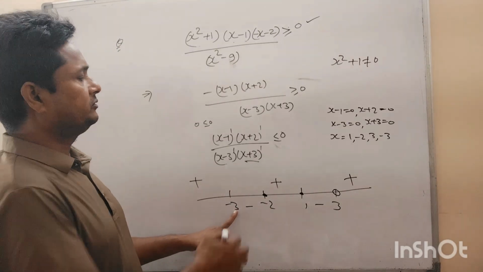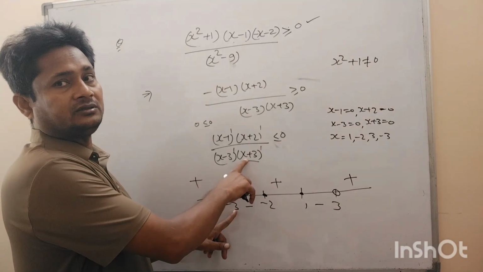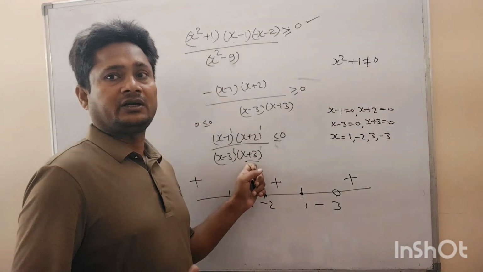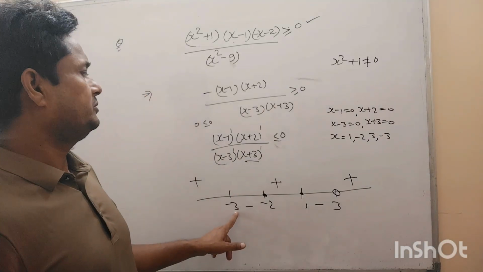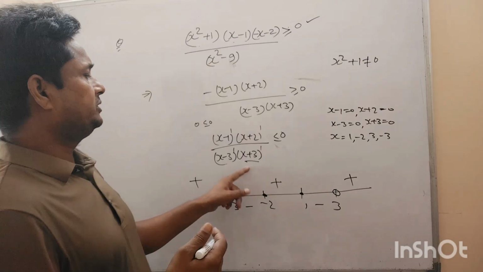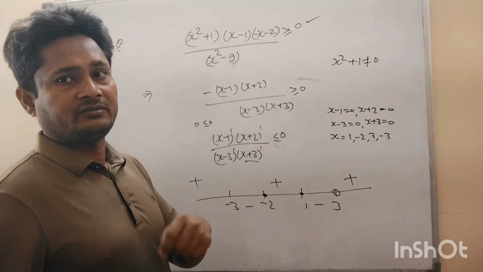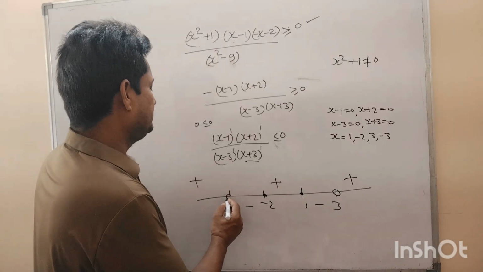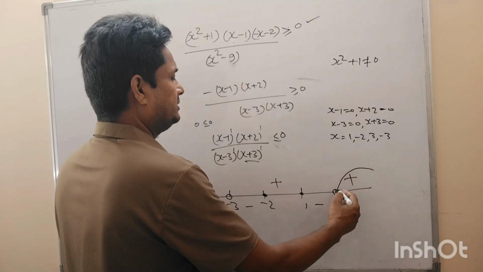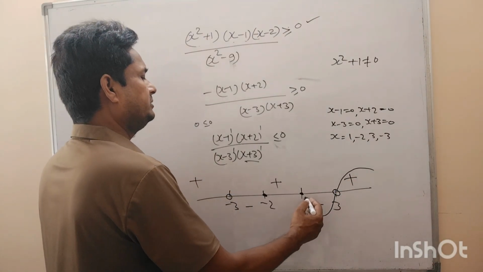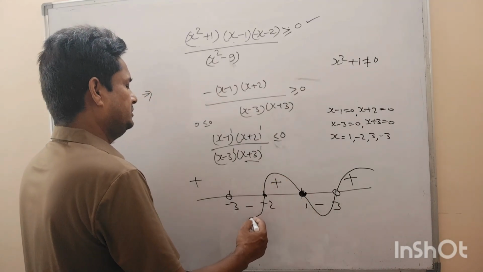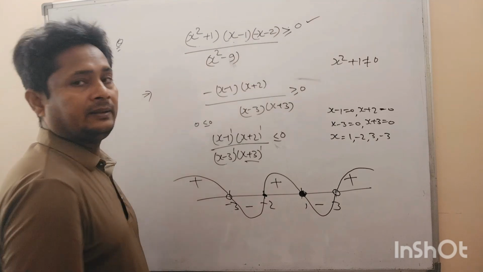Now put minus 3. If you put minus 3 here, it makes the denominator 0. A denominator cannot be 0, so we have to exclude this number. So this is not included. Now make the sign according to the positive or negative interval. This is included. So this is positive, this is negative, this is positive.